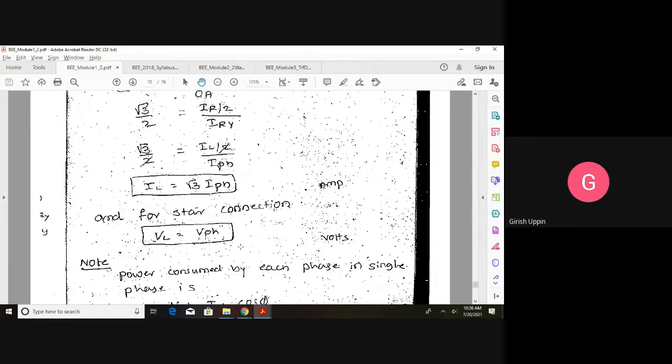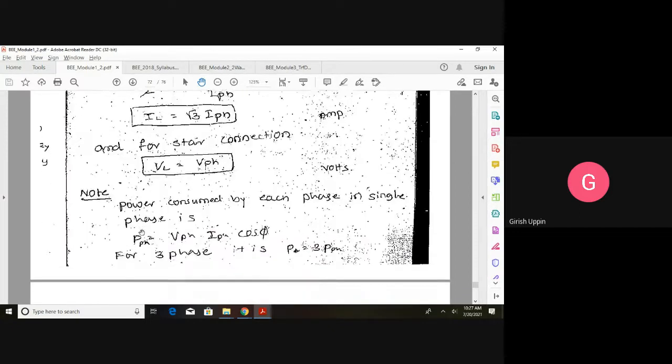In case of a star, the line voltage is equal to root 3 times the phase voltage and line current is equal to phase current. In case of a delta, the line voltage is equal to phase voltage, line current is equal to root 3 times the phase current. So exactly they are opposite. The relation is exactly opposite. What is in star is exactly opposite to what is in delta. Please remember, don't get confused. Okay, there will be problems based on this.